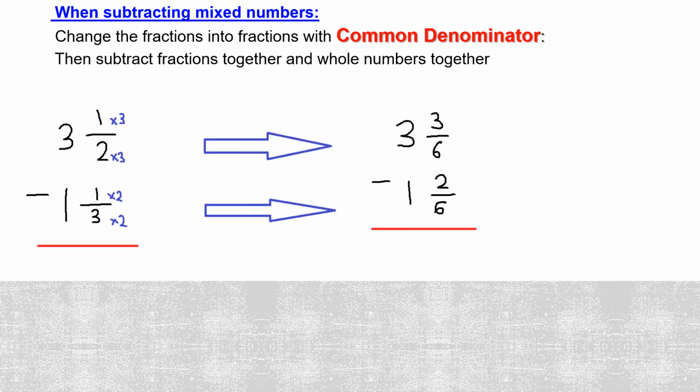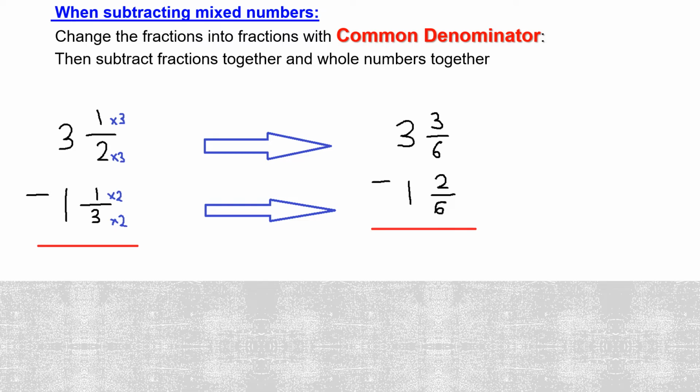In our example, 3 and 1 over 2 minus 1 and 1 over 3, to change it into fractions with common denominator, first of all, multiply the numerator and denominator of the first fraction by 3. Why? Because 3 is the denominator of the second fraction. Then multiply 1 and 3 in the second fraction by 2, since 2 is the denominator of the first fraction.